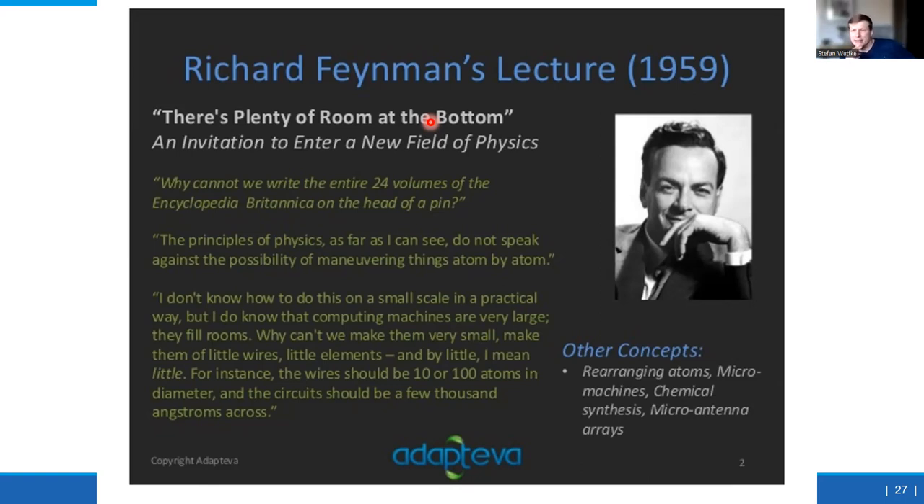Then he defined: if we take the alphabet and write each letter with either 10 or 100 atoms, then he calculated how small things could be. And it's amazing: you can write the whole knowledge of humankind at the size of a fingertip. So powerful. The key for me here was how powerful thinking is, very simple thinking.